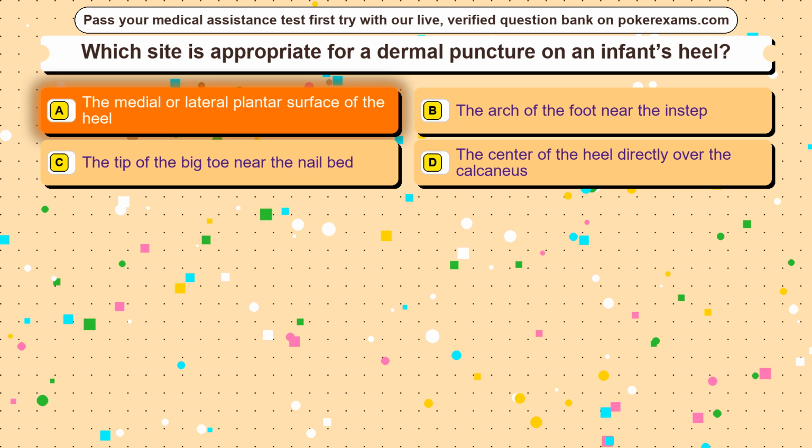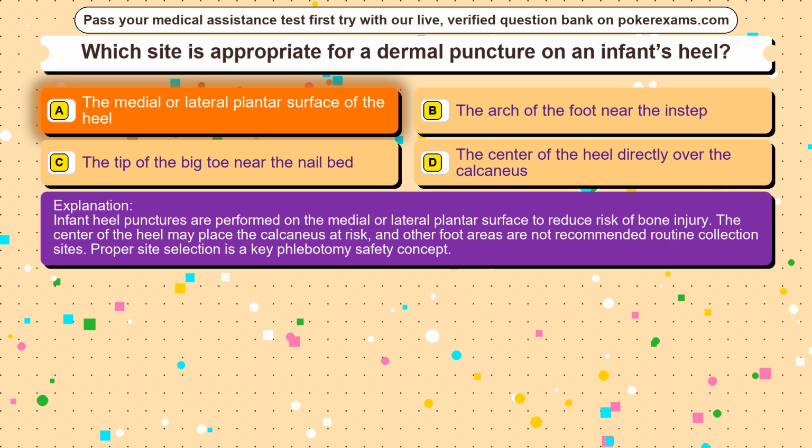The correct answer is option A. The medial or lateral plantar surface of the heel. Infant heel punctures are performed on the medial or lateral plantar surface to reduce risk of bone injury. The center of the heel may place the calcaneus at risk, and other foot areas are not recommended routine collection sites. Proper site selection is a key phlebotomy safety concept.